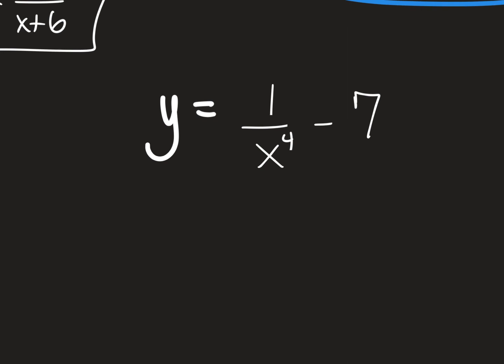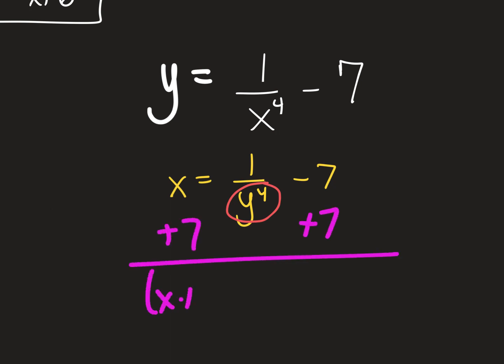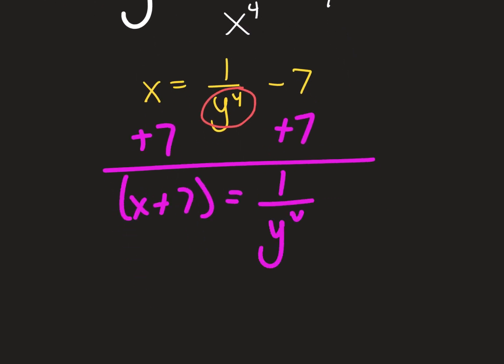So my first step, I'm going to say x equals 1 over y to the 4th minus 7. I'm trying to get 7 to go to the other side. I want y all by itself. So my first step is to do what? Add 7, okay. So I have x plus 7 equals 1 over y to the 4th. Now what?